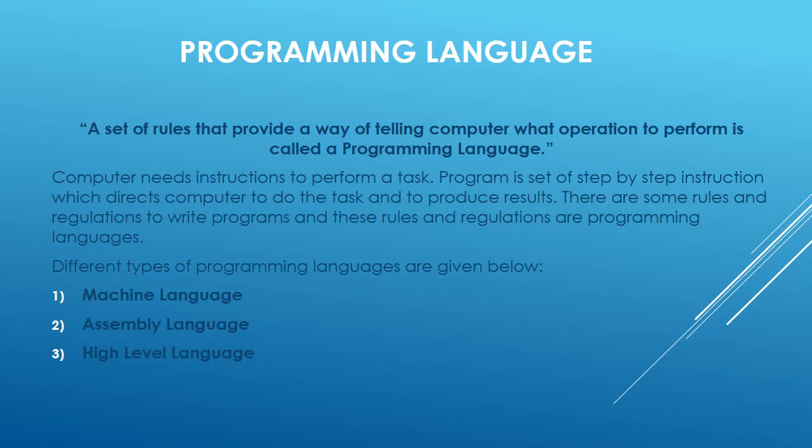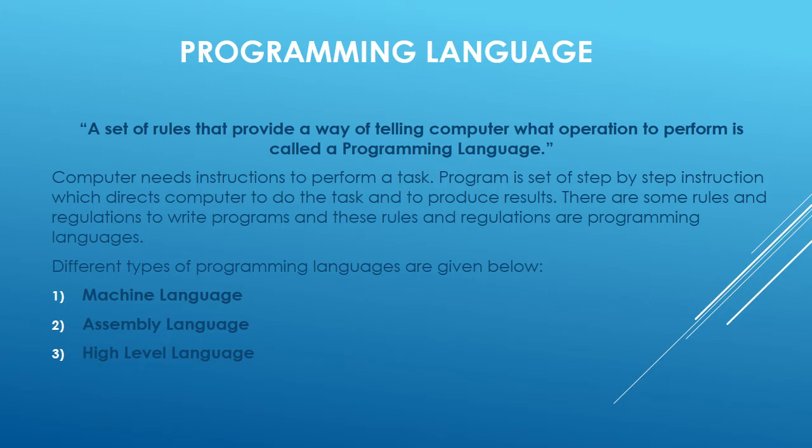our lesson with the basic definition of programming language. A set of rules that provides a way of telling the computer what operation to perform is called a programming language. In simple words, a program is a set of instructions, and a language that is used to write the program is known as the programming language. Computer needs instructions to perform a task. A program is a set of step-by-step instructions which direct the computer to do the task and to produce a result. There are some rules and regulations to write programs, and these rules and regulations are the programming languages.